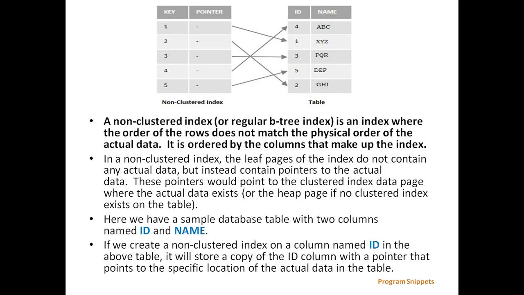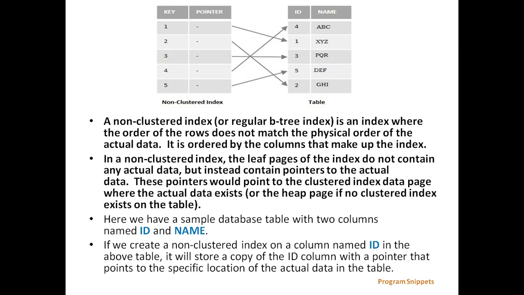A non-clustered index or a regular B-tree index is an index where the order of the rows does not match the physical order of the actual data. It is ordered by the columns that make up the index. In a non-clustered index, the leaf pages of the index do not contain the actual data, but instead it contains pointer to the actual data. These pointers would point to the clustered index data page where the actual data exists.